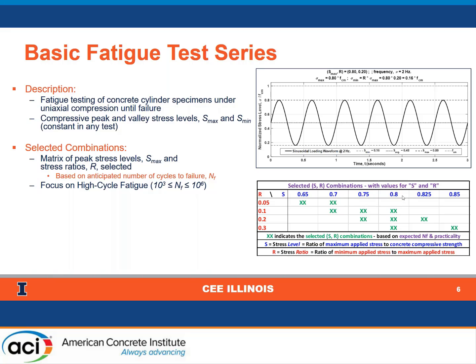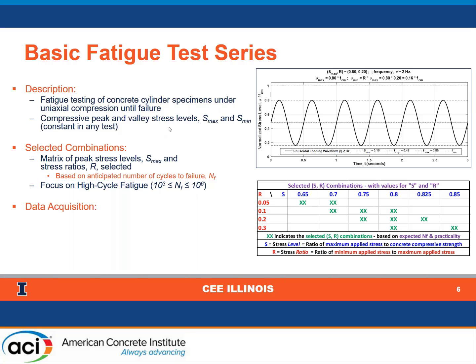So for example, one of the combinations that we chose was the 80% and the 20%, which is the figure shown on top as well. So the peak stress level was 80% of the average cylinder compressive strength in monotonic loading. So on the y-axis, it's normalized with that. So we went up to 80%, and the valley stress level. So for the 80% and 20%, the valley stress level Smin was 20% of 80%, essentially 16% of the average cylinder failure strength. And in this case, as I mentioned before, we went at 2 Hertz, which essentially meant 2 complete loading cycles in every second.